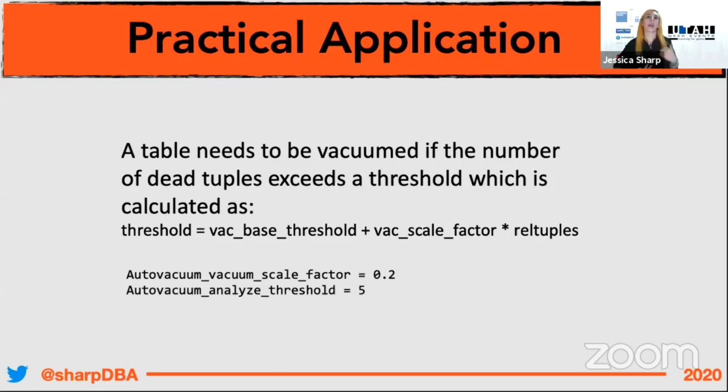So if I have 100 rows and my base threshold is, I'll say, 5, I multiply the scale factor and total rows first. 20% of 100 is 20, plus my base threshold of 5, so 25. That's how autovacuum knows that 25 rows have changed, turn on. So let's say I change 18 rows, it's not going to turn on. Change 50 rows, yeah, autovacuum is going to go.